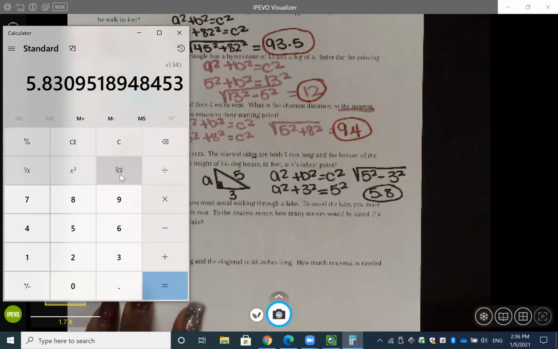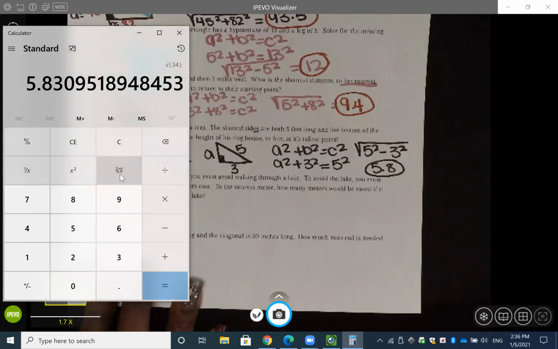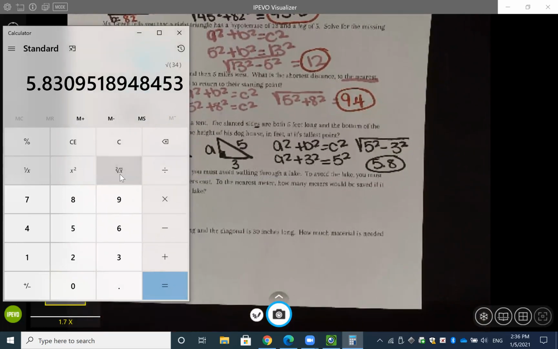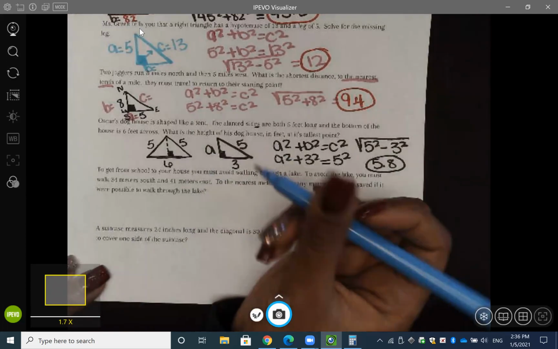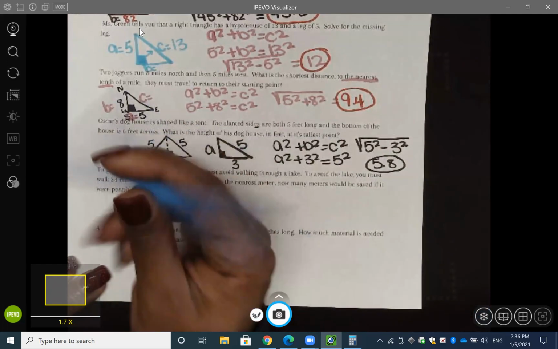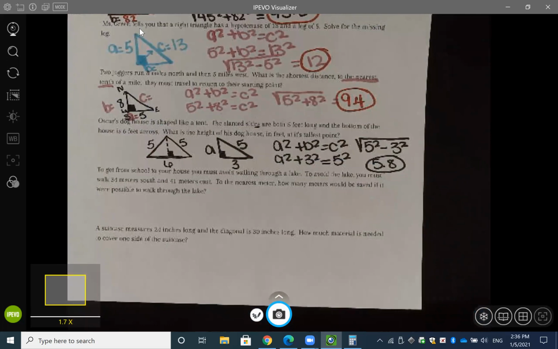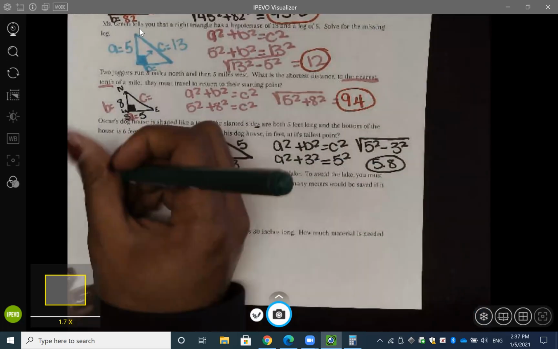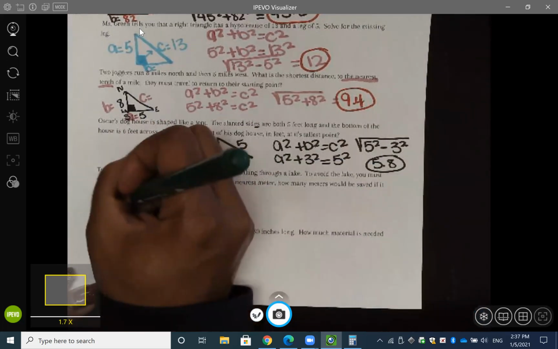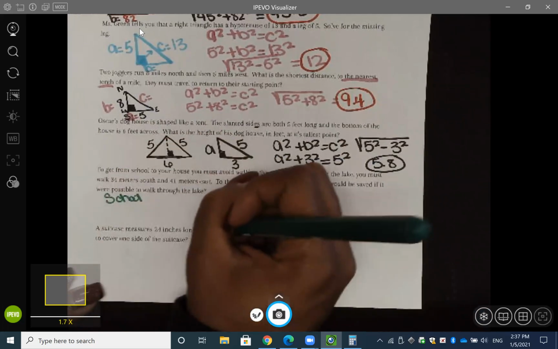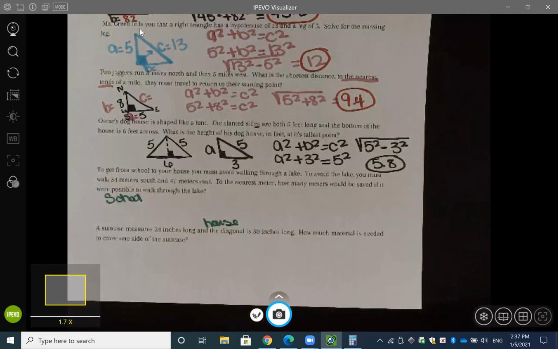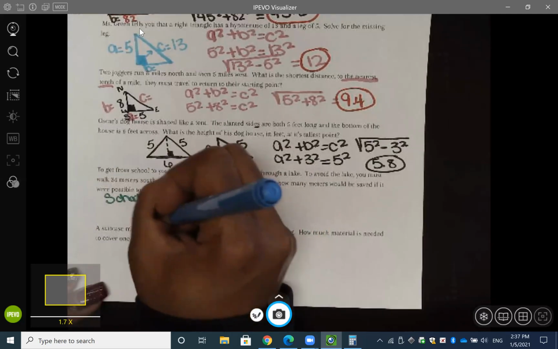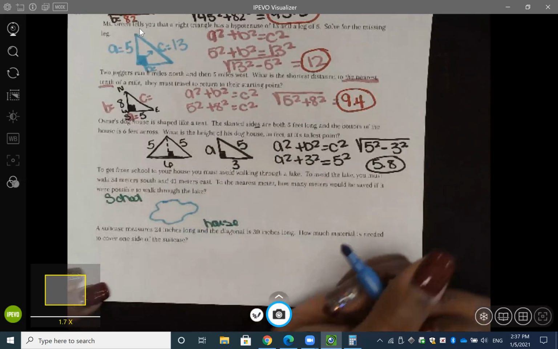Okay. The next one says to get to school from a house, you must avoid walking through a lake. So if I wanted to be real fancy, I would start drawing this whole picture. So I would say school is over here. Your house is over here, and there's a lake in the middle.